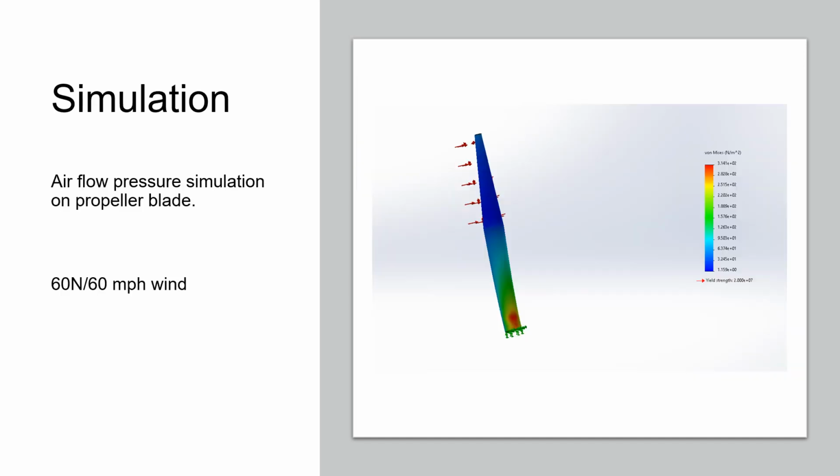This is a simulation of one of the propellers. I fixed the endpoint that would be placed in the blade hub, and I put airflow pressure on the end of it, since that's where I feel like most would be coming from. And as you can see, the most stress is placed on the very base of the propeller, where it's most likely to break if you put tons of pressure on the end.